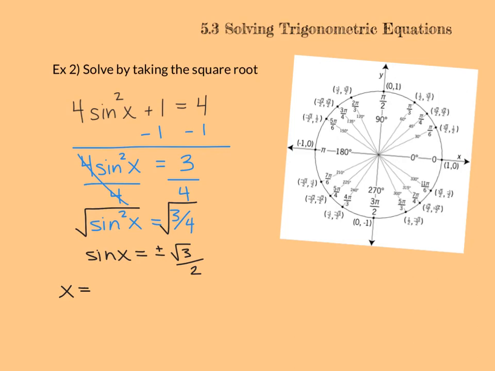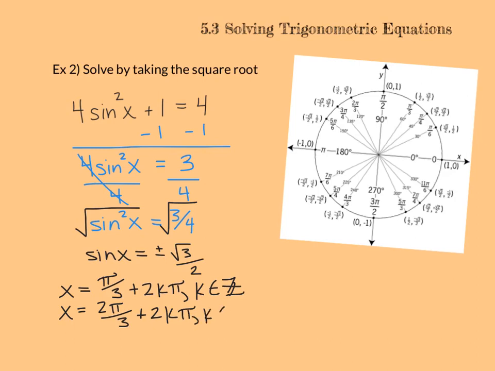So x is going to equal, the first one is pi over 3 plus 2k pi, where k is an integer. The next one is that x could equal 2 pi over 3 plus 2k pi, where k is an integer.